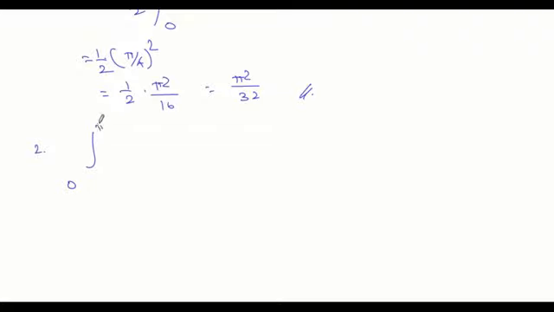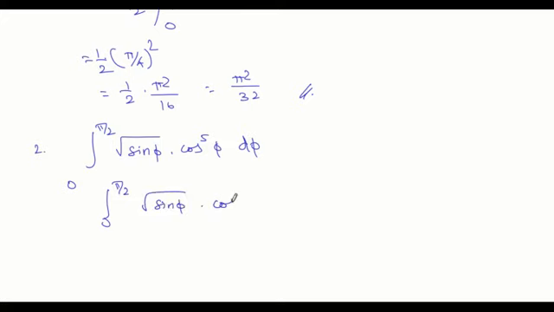Integral 0 to pi by 2 root of sine phi into cos power 4 phi d phi. So now see, children, I'm just going to rewrite what it is. This is 0 to pi by 2 root of sine phi, cos power 4 phi into cos phi d phi. Here this cos power 4, I can write it in terms of sine. So that means integral 0 to pi by 2 root of sine phi, and cos power 4 is nothing but cos square phi whole square.